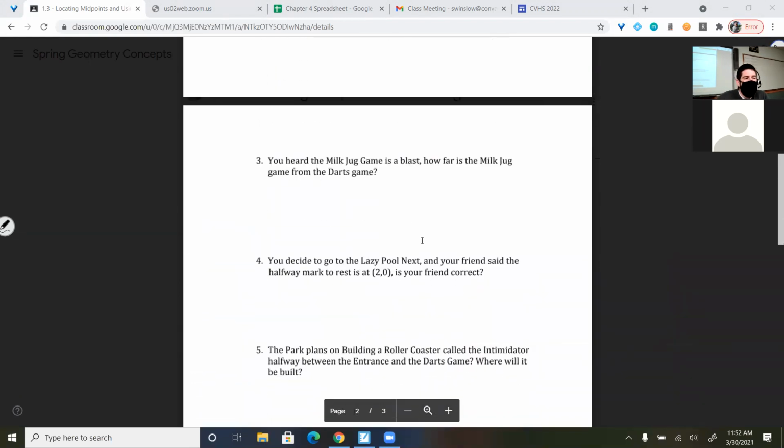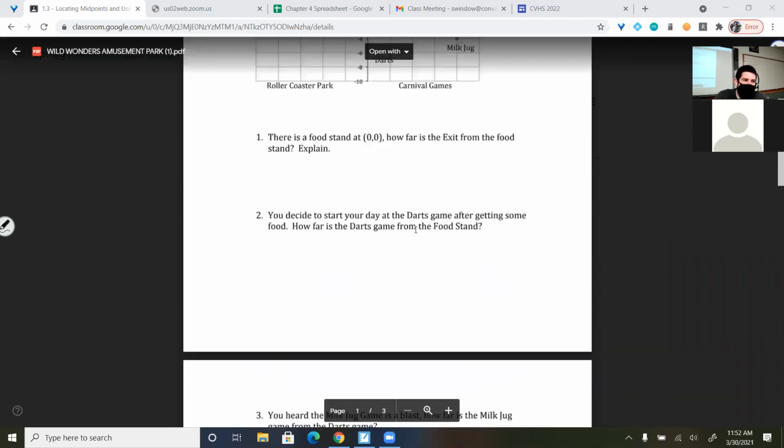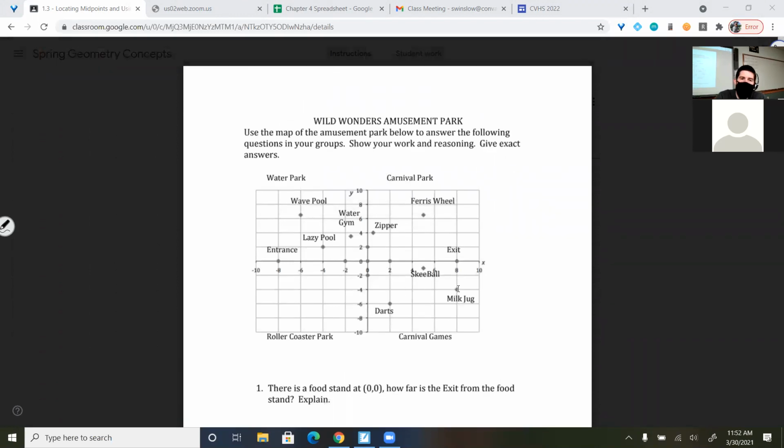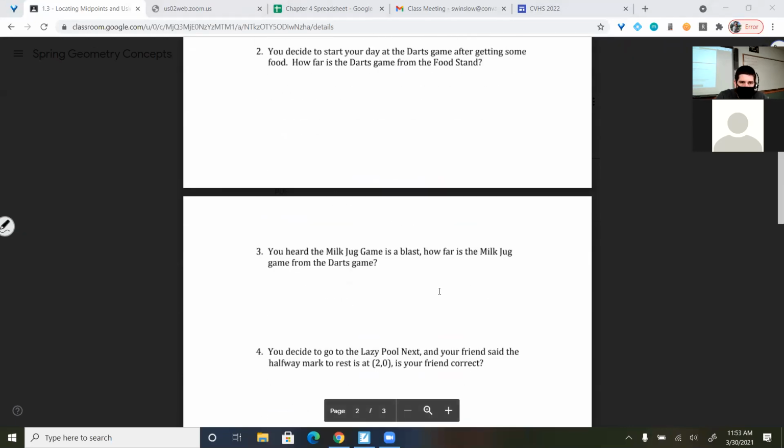All right, so for the next 2, you heard the milk jug game is a blast. How far is the milk jug game from the darts game? So you were at darts at 2, negative 6. You're now going to the milk jug game, which is located at 8, negative 4. So again, since you're finding the distance from darts to the milk jug game, that would also be the distance formula.